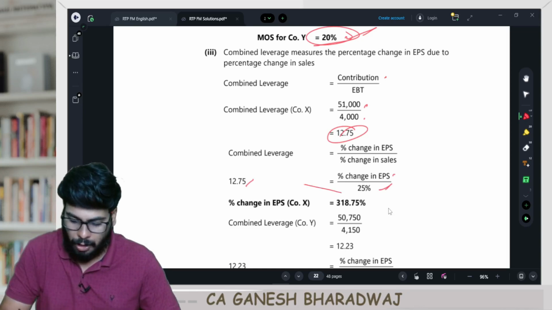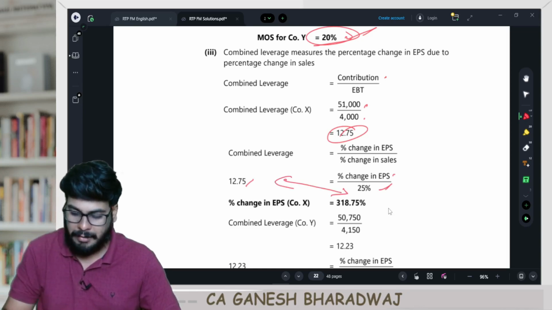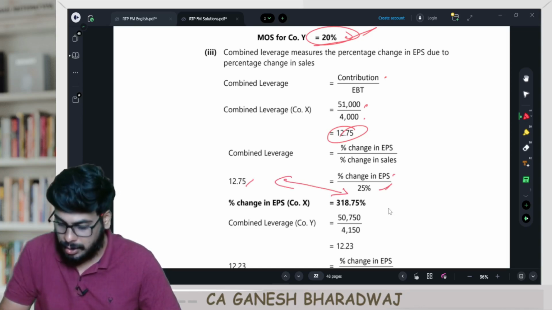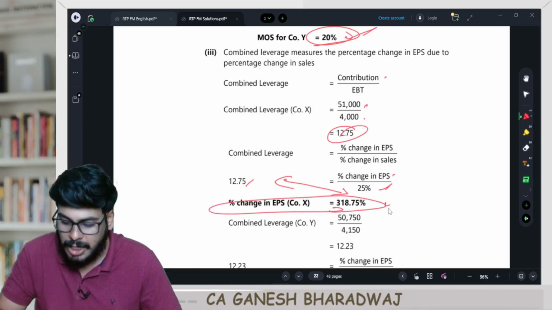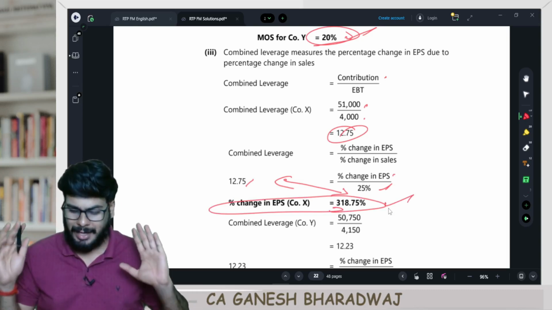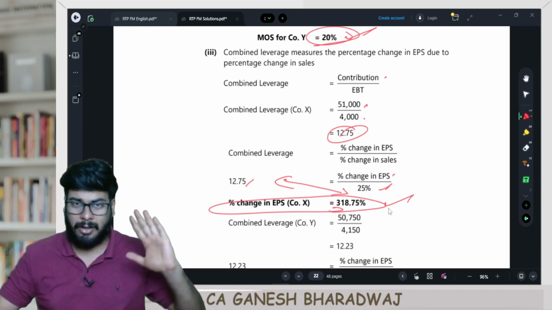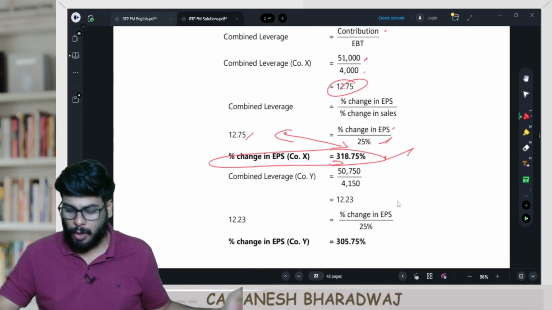So if you cross multiply the two, you get how much? 12.75 into 25%. So the percentage change in EPS of the company is going to be how much? 318.75%. Are you clear with this? Guys, this is a normal calculation, nothing great in this sum. That's why I'm quickly walking you through this.